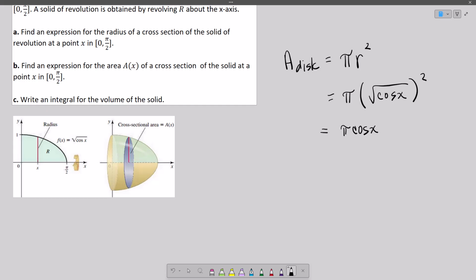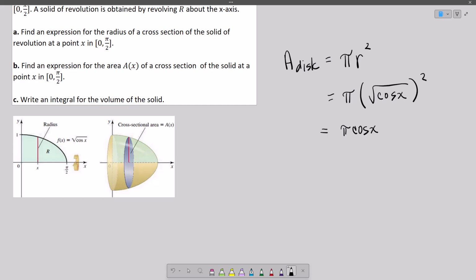What would be the area of the disk when x is 0? Looking at this picture right here, when x is 0, we would be rotating around right over here. Now we imagine that disk. What's the radius of that disk? 1, because that distance is 1. So the area of the unit disk is pi.